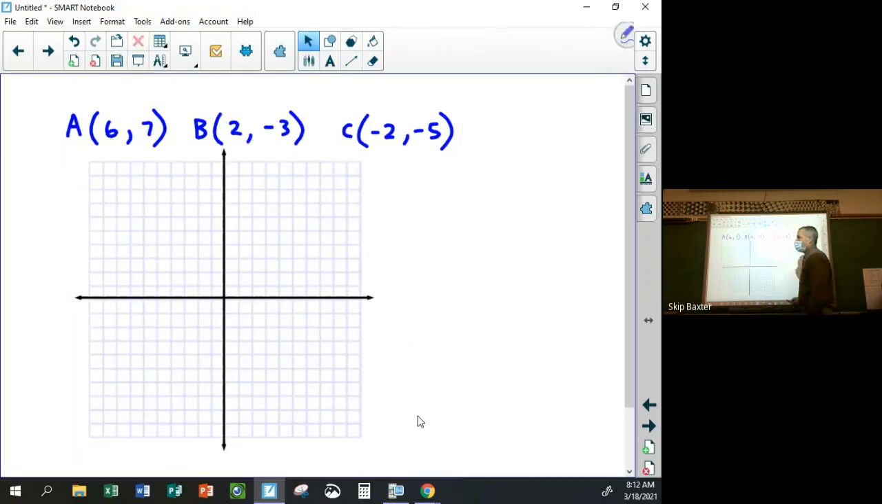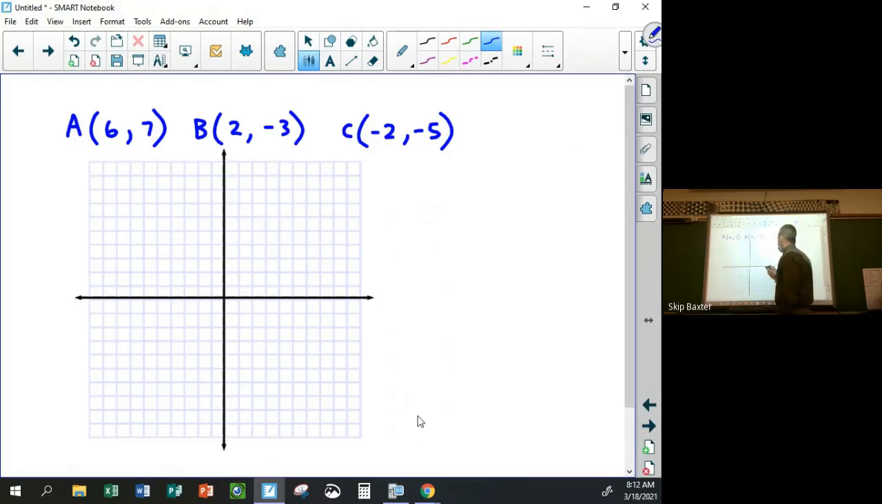So if I graph this, A is (6, 7), B is (2, -3), and C is (-2, -5). So this is definitely an obtuse triangle.